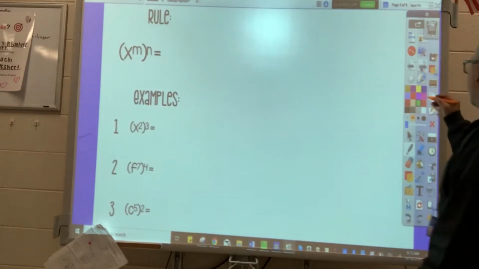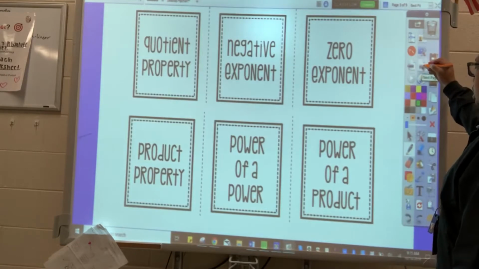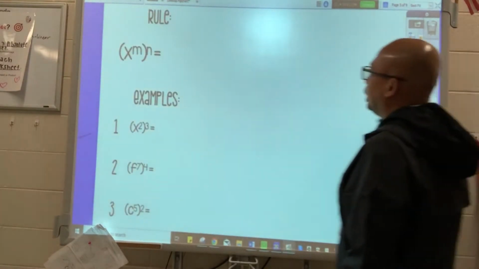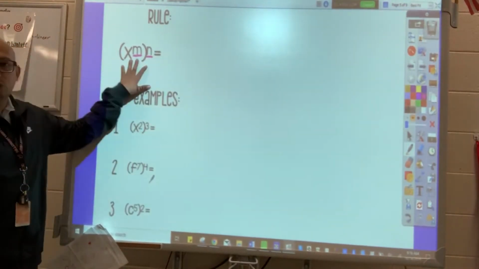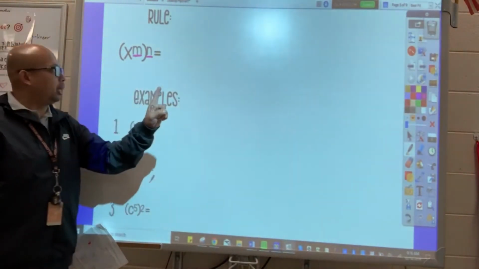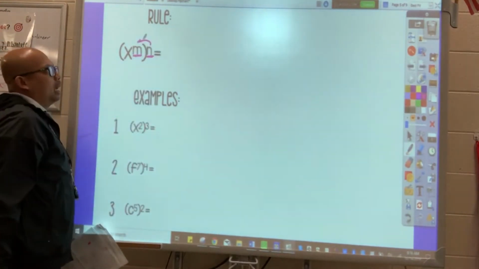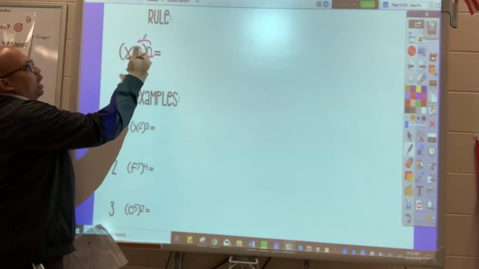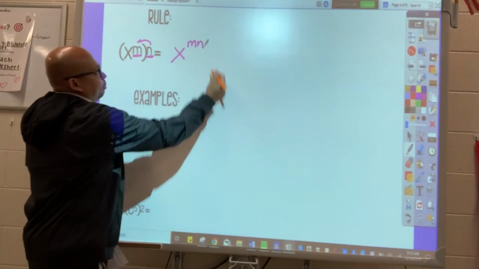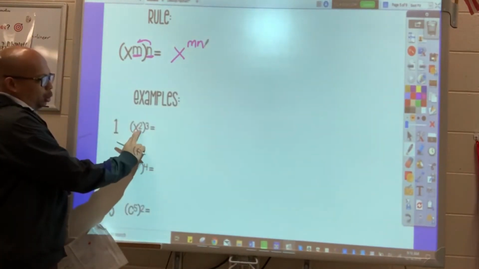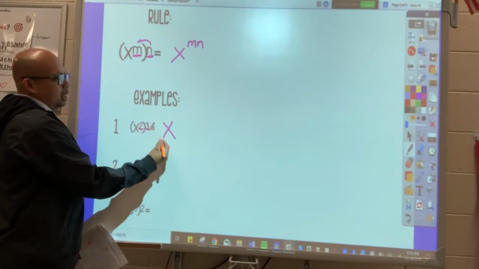The next rule here is the power of a power. For this one, there's a power, there's an exponent, and there's a power. How many bases do you see here? You only see one x, one base right here. The idea is there's an exponent outside the parentheses, and what you do with m and n here is you simply multiply them. So x squared to the third power, the answer here will be x to the 6, because 2 times 3 is 6.